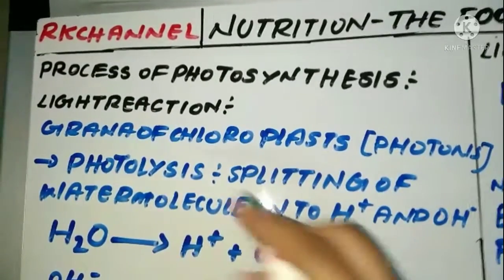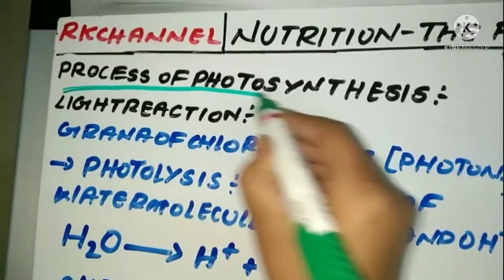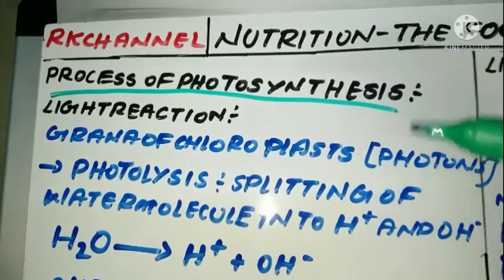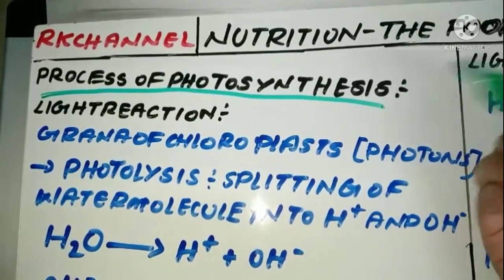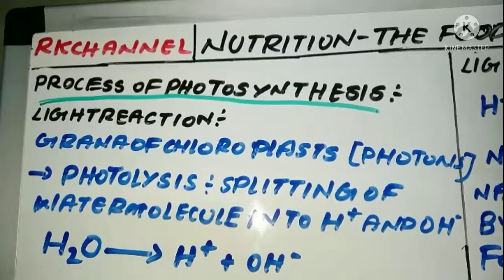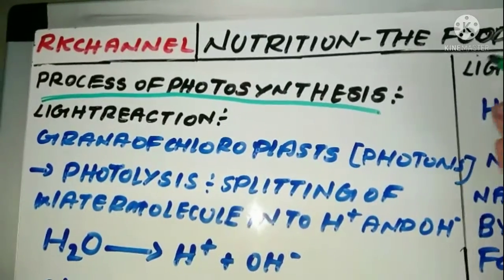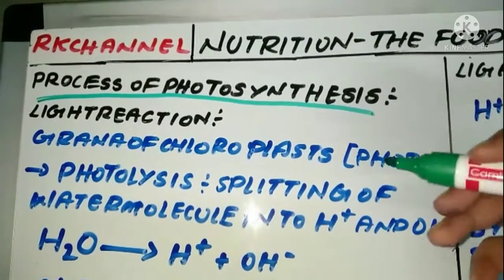In this video, I am going to explain you all about the process of photosynthesis. How does photosynthesis take place in plants? How is glucose formed? How is starch formed? In this video, I am going to explain you all about that.